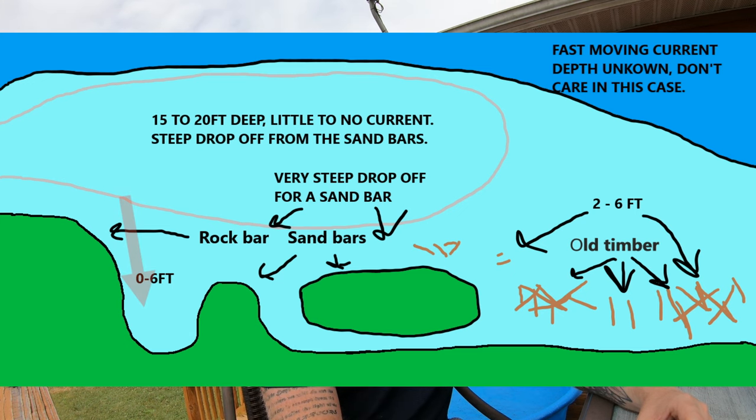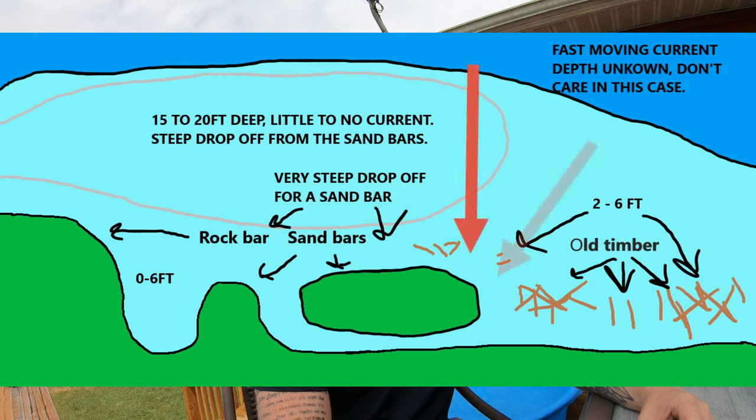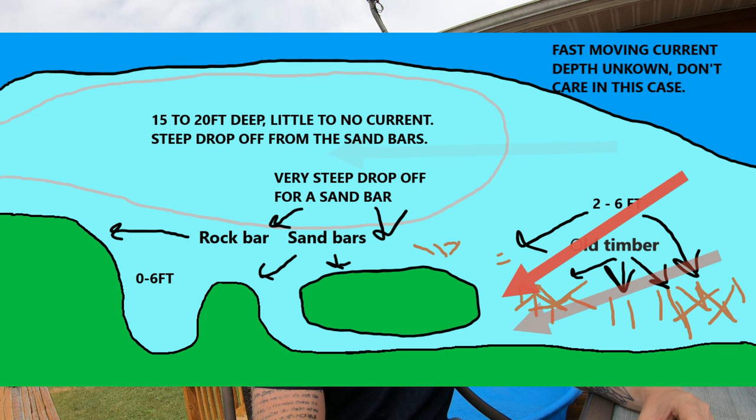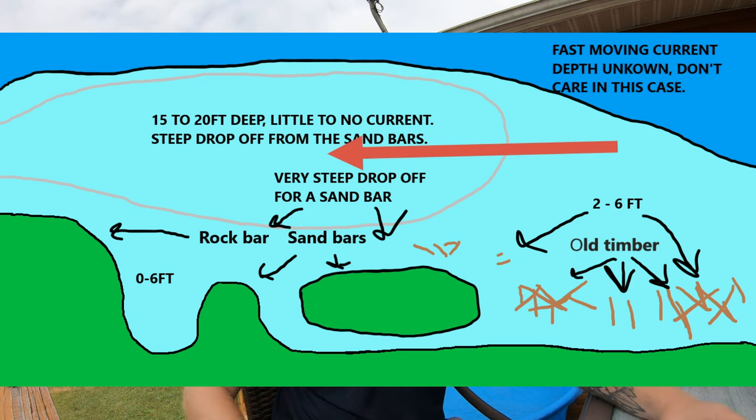So just based on everything we just talked about, let's put some arrows on some places I would throw a bait. I would put a bait here, here, here, here, here. Here, here, here, here, and here. Those are all the places that I would put baits. I would put baits in all of those places.